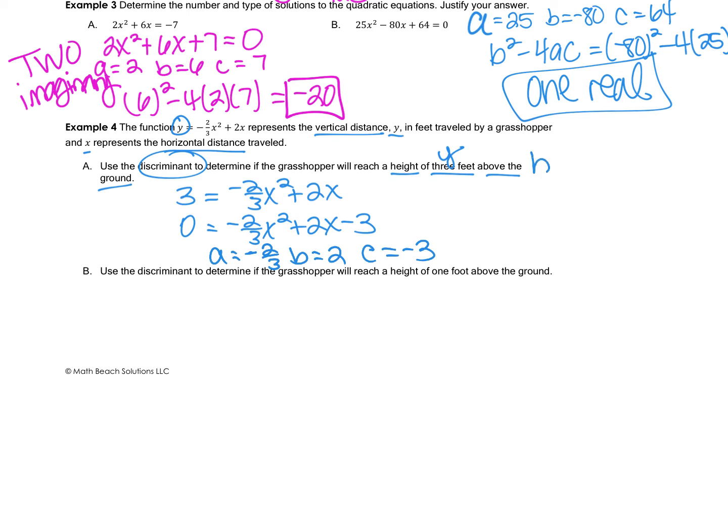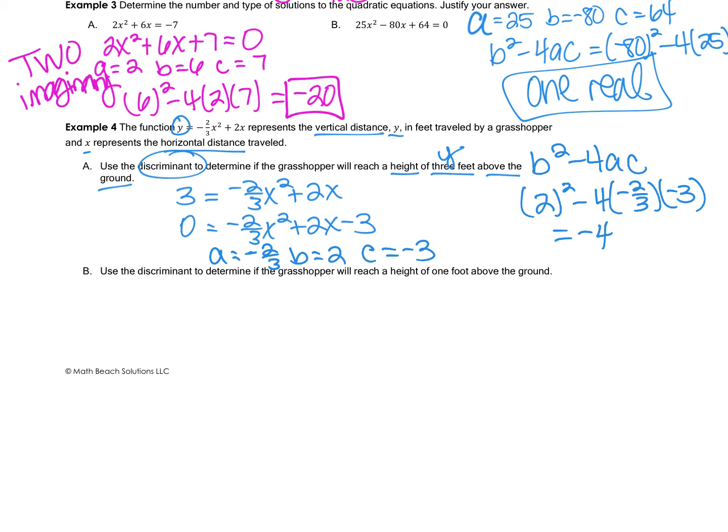So we're using the discriminant formula, just the piece that's under the square root, to see if this would even be possible. So 2 squared minus 4 times negative 2/3 times negative 3. If you plug all that into the calculator, just use parentheses where I have parentheses. When you plug it in, you should get a -4. If you get a negative, that means that would be imaginary because it would be negative under the square root. That's not possible in a real world situation.